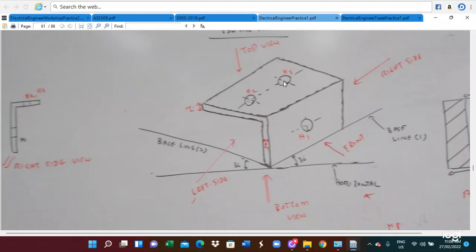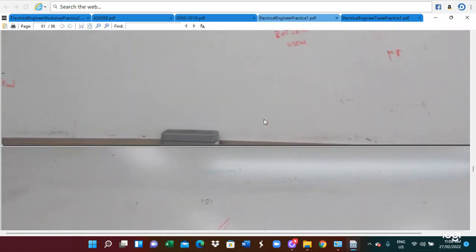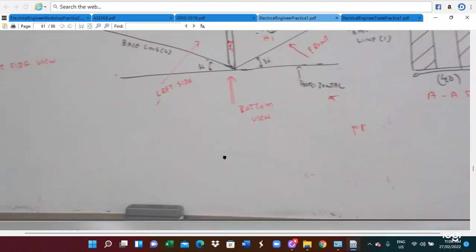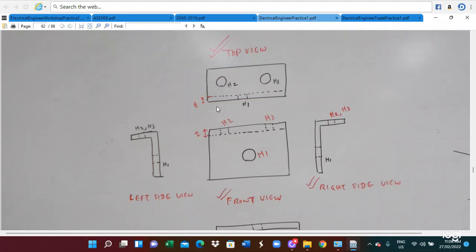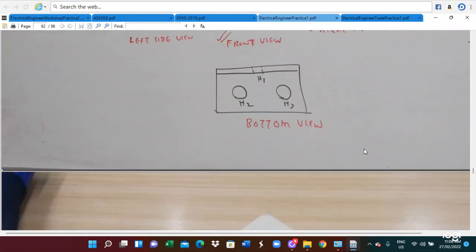Isometric drawing, the 3-dimension drawing. This is the hole here. So this is the left side and the right side, and then this is the bottom. So this is the top view, left view, and right view. The top view you can find out like this: left side view here, right side view here, and the front view is here. So this is the basic drawing diagram.